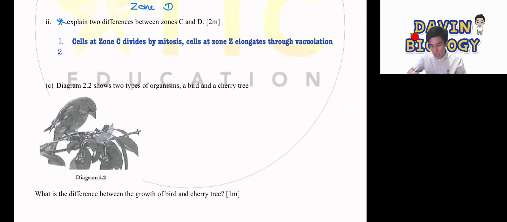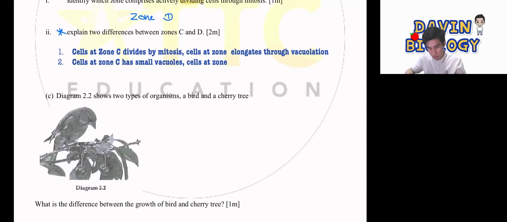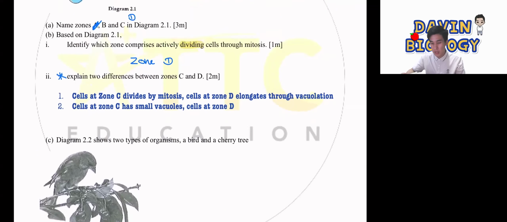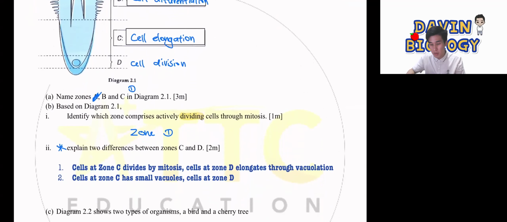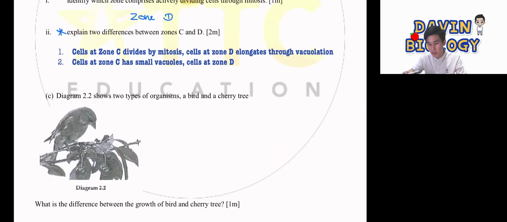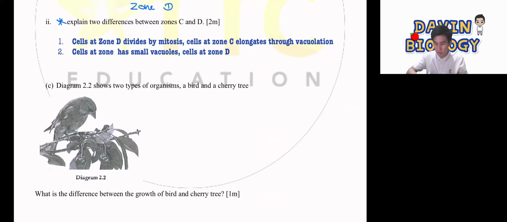So number two, cells at zone D have smaller, or you just say small vacuoles, while cells at zone C, right? Sorry, mistake. This one is D. Oh yeah, here is D. Sorry, this one is D. This one is C. Made a mistake already. Zone C has larger vacuoles.